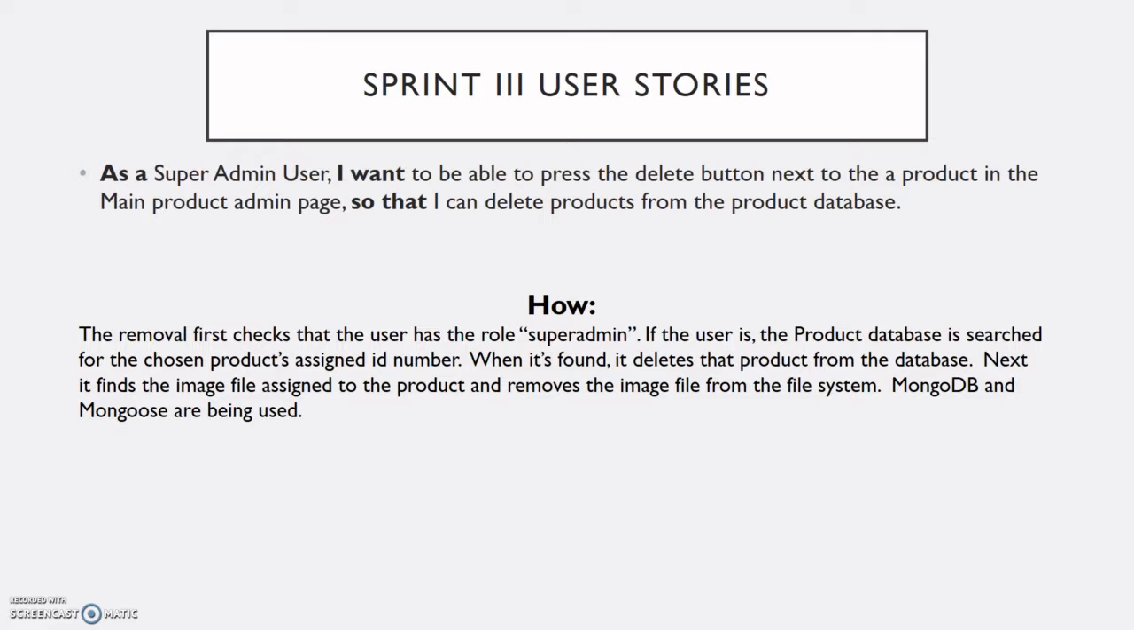Sprint 3 User Stories continued. As a super admin user, I want to be able to press the delete button next to the product in the main product admin page so that I can delete products from the product database.